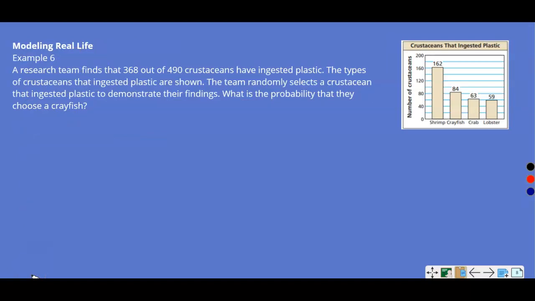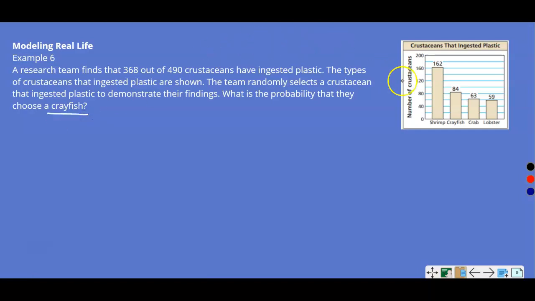A research team finds that 368 out of 490 crustaceans have ingested plastic. The types of crustaceans that ingested plastic are shown. The team randomly selects a crustacean that ingested plastic to demonstrate their findings. What is the probability that they choose a crayfish?